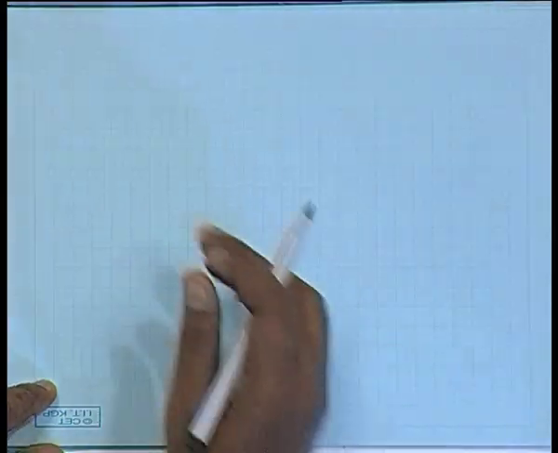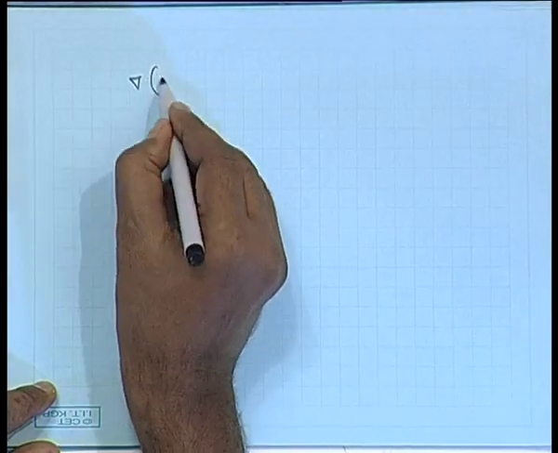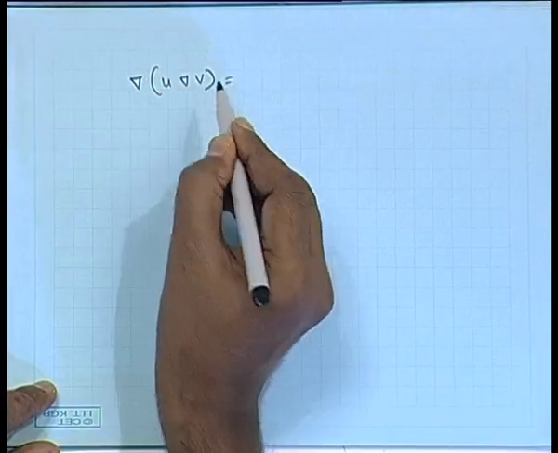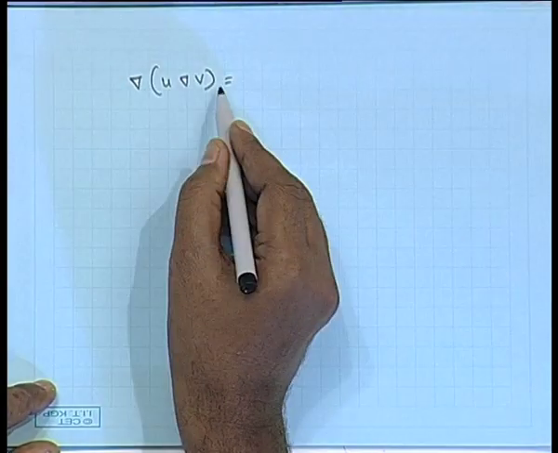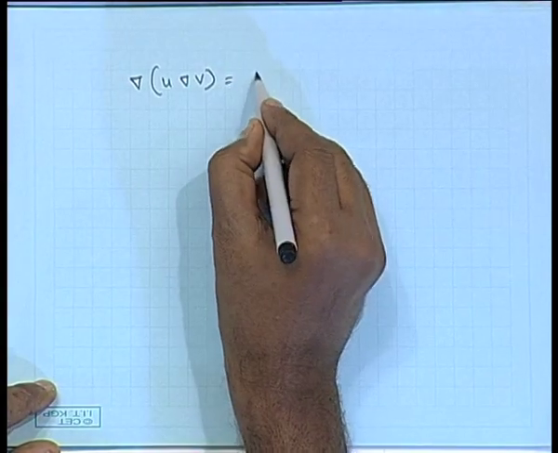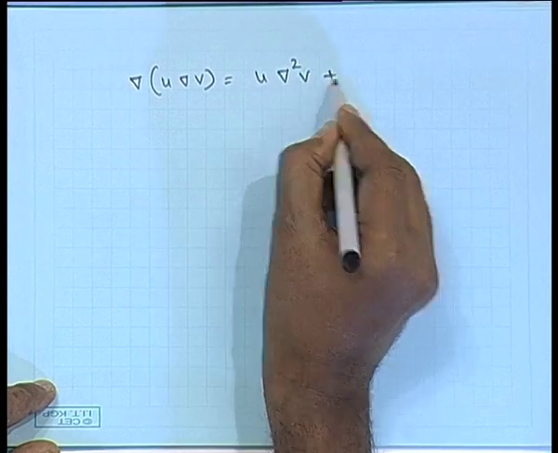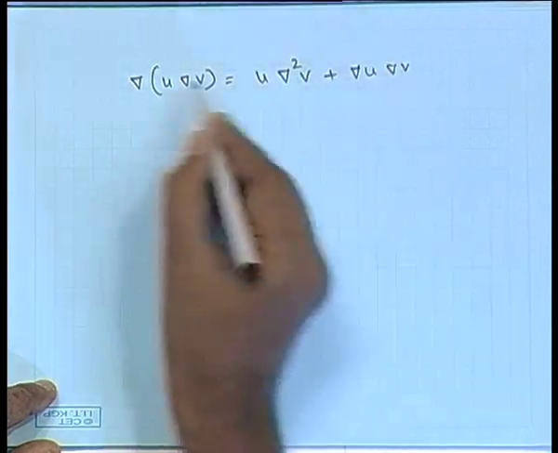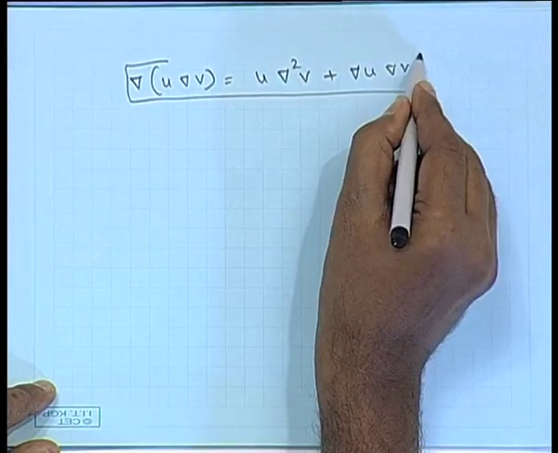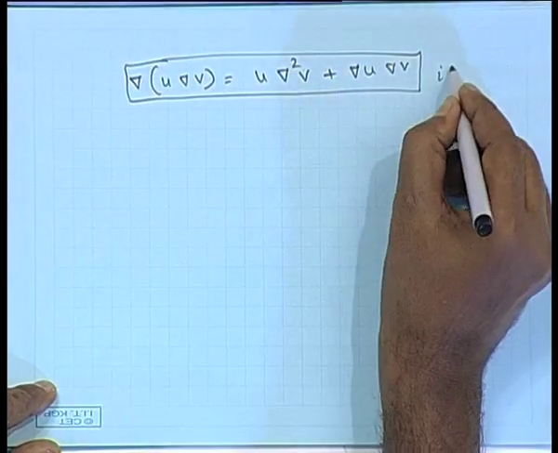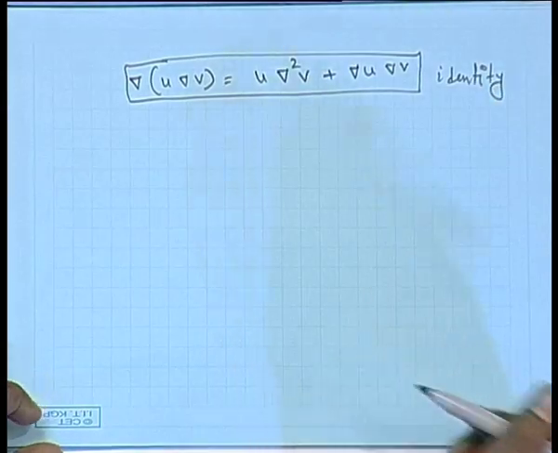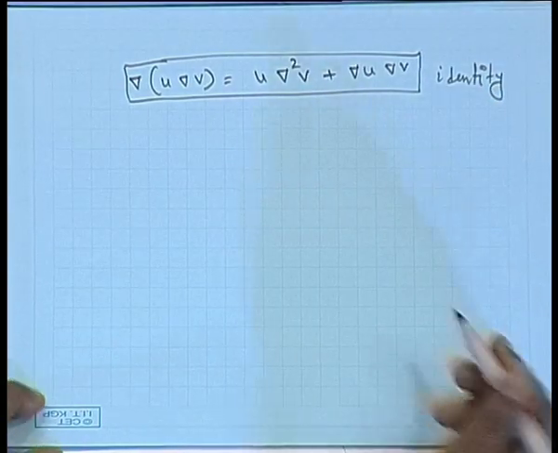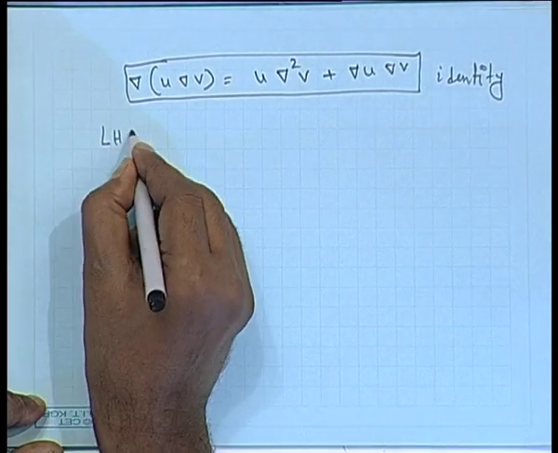For simplifying the left hand side, we use the identity, grad of u grad v. This is an identity that we are going to use to simplify those equations. Divergence of u grad v is nothing but u grad square v plus grad u dot grad v. Using this identity, we can simplify the full left hand side of the previous equation. Let us look into the left hand side.